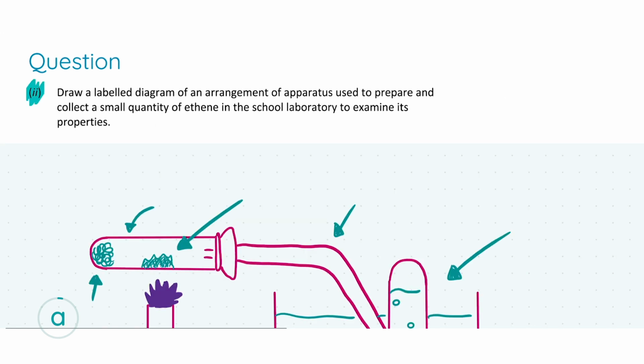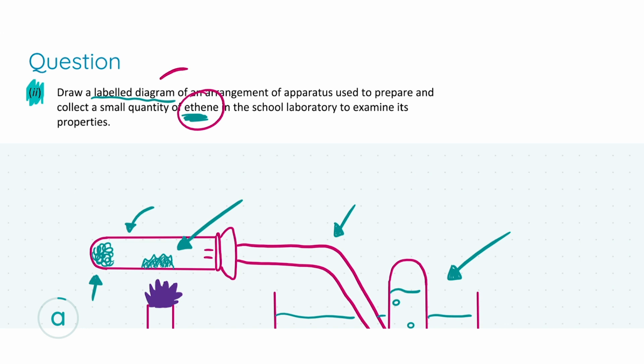In part 2 of this question, we were asked to draw a labelled diagram of the arrangement of apparatus used to prepare and collect small quantities of ethene in the school laboratory, and to also examine its properties. The important thing to know here is that we were being asked about ethene. Sometimes it can be really easy to keep going because maybe you've been doing a couple of parts on ethene, and then all of a sudden they change it to ethyne, and you can very easily lose marks like this. So the first thing to know is that we were being asked about ethene.